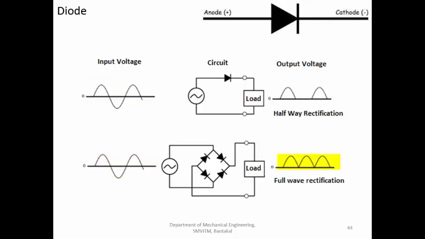Whatever reduction is there, we can improve by using some capacitors. We can reduce the depression here. We can make it more or less constant.